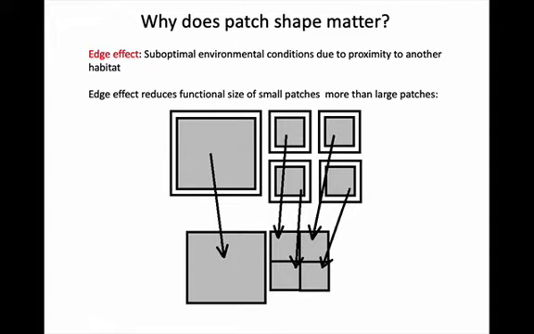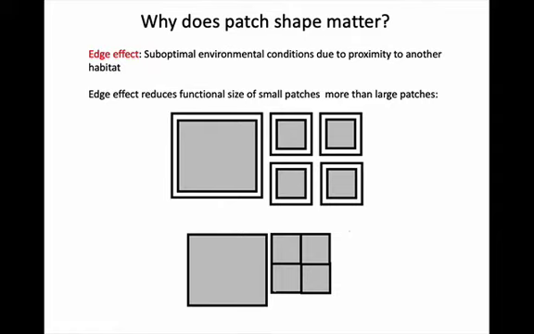Just because you have a large patch does not mean that it's a high quality patch. If it's long and skinny, it could have very, very little core area. And it could be a really lousy habitat despite the fact that it's huge. So shape matters immensely. The area that you get that actually provides niches for interior forest dwelling species is much larger in a large patch than in 4 small patches.